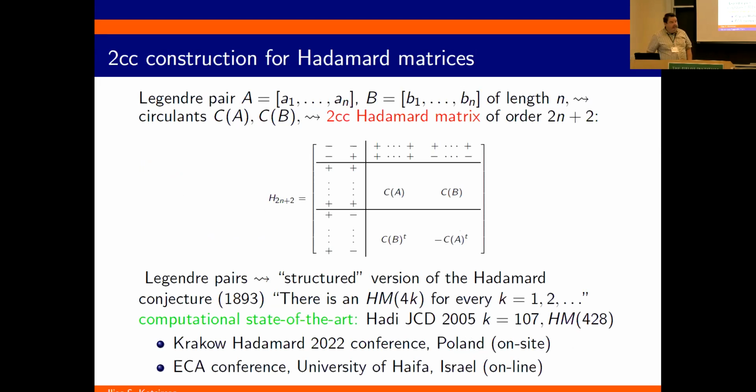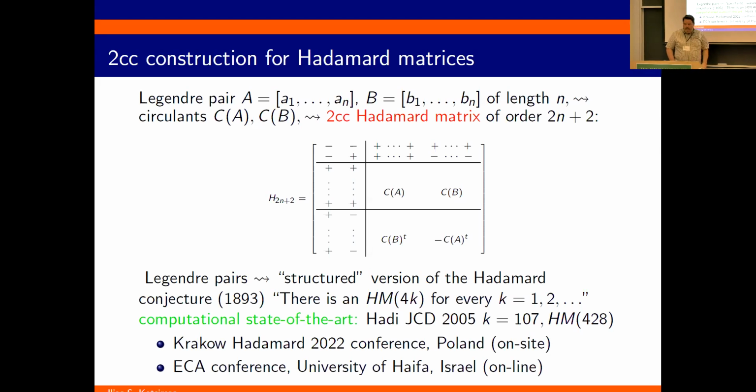Well, this is done by taking the Legendre pair and making circulants. So this is CA up here and CB, and then the transposes. We make 2 circulant matrices A and B, where the first rows are exactly the Legendre pair sequences. And then this array, supplemented with these rows and columns and the block on the top left, is a Hadamard matrix of order 2n plus 2.